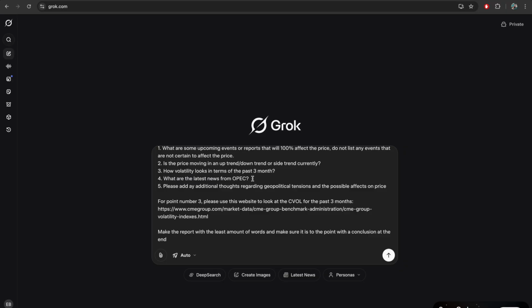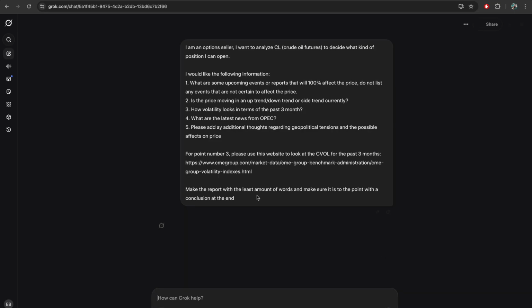OPEC basically can control the price of oil, and they have a meeting every single month. So let's see what's going on, what analysts say, and so on and so forth. Then please add any additional thoughts regarding geopolitical tensions and the possible effects on price. That's pretty much it. Make the report with the least amount of words, and make sure it is to the point with a conclusion at the end.